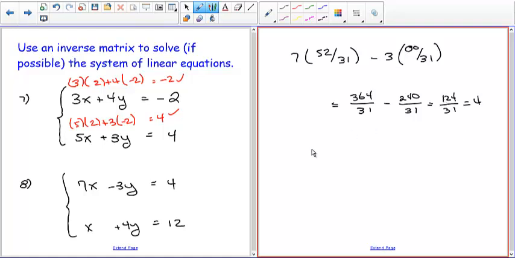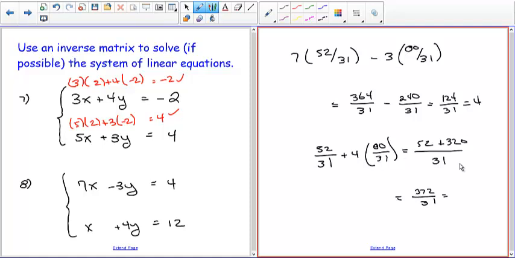And then the second one is x, so that's 52 over 31 plus 4 times 80 over 31, which is 52 plus 320, so 372 over 31. So do that, divide by 31, you get 12. So there you go. It does work.